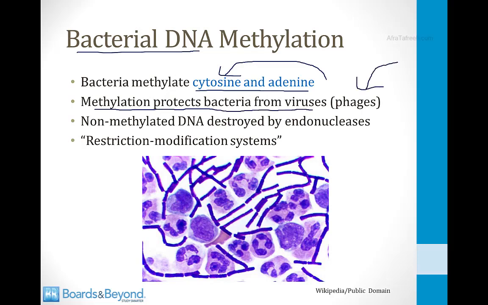So these phages like to insert their DNA into the bacteria, but the bacteria will recognize that that DNA is not methylated and they will destroy it using enzymes called endonucleases. This is part of a broader area of bacterial research called restriction modification systems, and these are systems that bacteria use to prevent their DNA from becoming modified or restricted. But the point here to know is that bacteria can methylate their DNA, and they do this to protect themselves from infection with viruses.